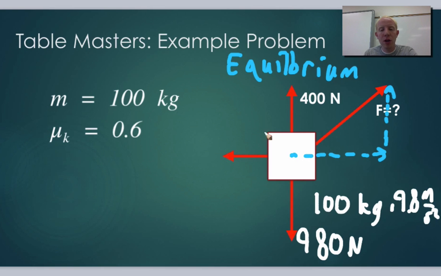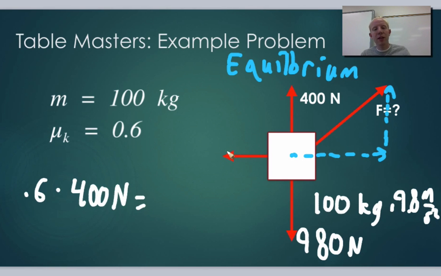We have 400 newtons of normal force, so we can determine the friction by using the F sub k equation, which is just 0.6 times the normal force, which is 400 newtons. And that will give us that the total force going to the left is 240 newtons. Okay, so we got our two forces.